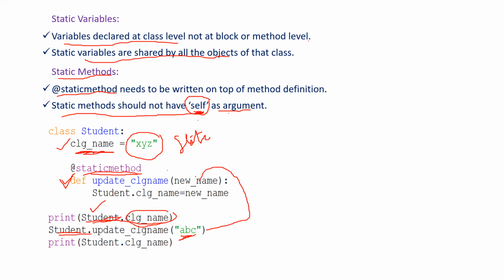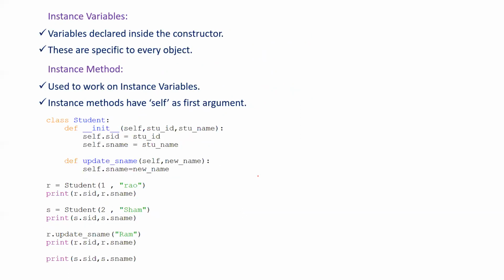So this new name will be copied here and the college name static variable value will be updated to ABC. Now see, I am going to print again Student.college_name. This time I am going to get the value ABC, but before the updation I am going to get the value XYZ. In this way we can access the static variables.